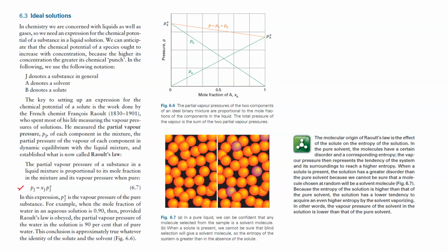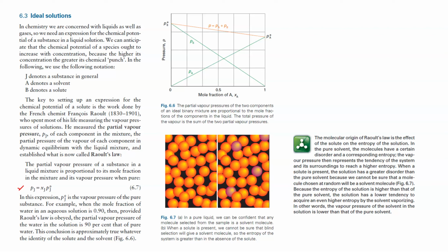P sub J, the pressure of J, equals the mole fraction of J times its vapor pressure when pure. In this expression, P sub J star is the vapor pressure of the pure substance. For example, when the mole fraction of water in an aqueous solution is 0.9, then provided Raoult's law is obeyed, the partial vapor pressure of the water in solution is 90% that of pure water. This conclusion is approximately true whatever the identity of the solute and solvent, which we see in figure 6.6.